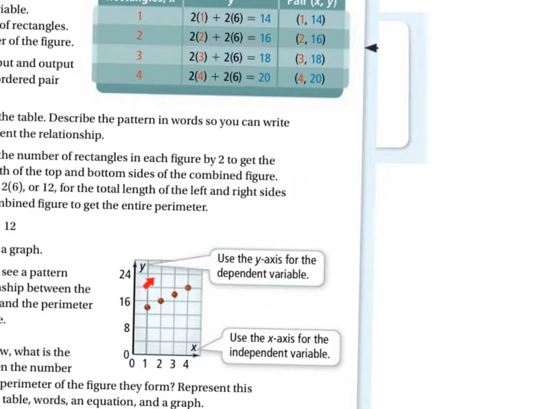So we get the idea of graphing. Hopefully you remember that. If you're not sure, come up and sit with me and we'll go through graphing just to make sure you've got it.